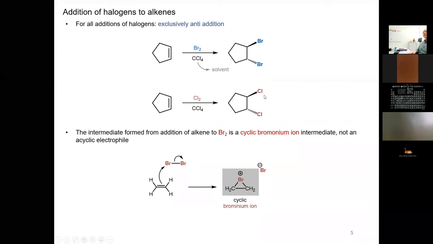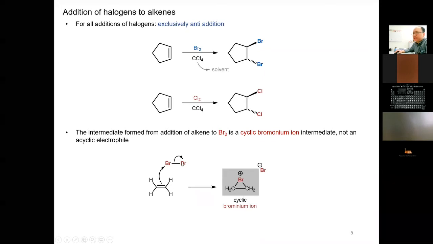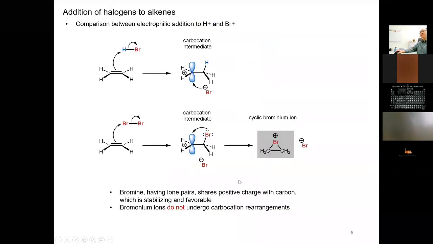Okay, so the reason behind this kind of exclusive anti-addition is that the intermediate formed from the addition of alkene to bromine is a cyclic brominium ion. So it's not an acyclic carbocation. Okay, so you need to be very clear about this structure. So the alkene reacts with this bromine, not generating a carbocation, but generating a three-member ring with the positive charge on the bromine. Okay, how does that happen?